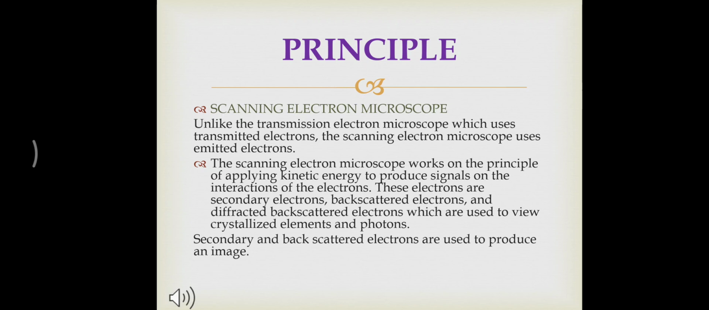Principle. Scanning electron microscope. Unlike the transmission electron microscope, which uses transmitted electrons, the scanning electron microscope uses emitted electrons. It works on the principle of applying kinetic energy to produce signals from the interaction of the electrons. These electrons are secondary electrons, backscattered electrons, and diffracted backscattered electrons, which are used to view crystallized elements and photons. Secondary and backscattered electrons are used to produce an image.